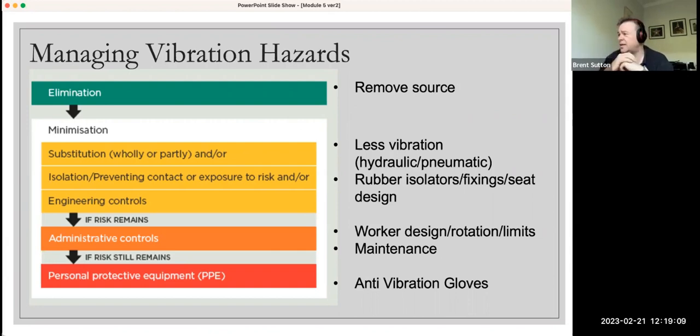If I briefly mention fixings, quite often I see machines that are not fixed to the ground. If they have parts that move, that will create a vibration. Then we have our typical administrative controls, which are around worker design, rotation, and limits. And then we have PPE, things like anti-vibration gloves or absorbent material on the floor, those types of things. Once again, go back to it. What are we doing to apply those higher order controls rather than the typical administrative controls?